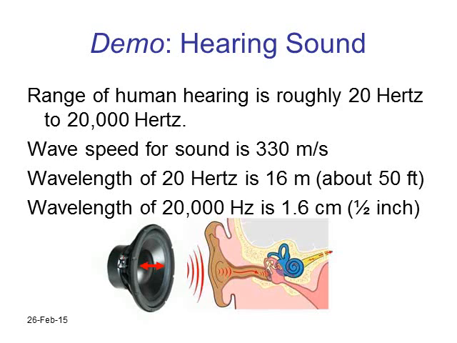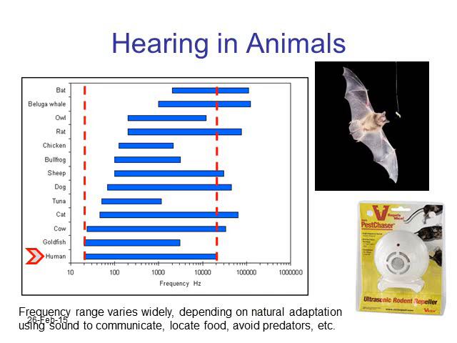Very far apart, very long wavelength. Then if we look at the wavelength of something that's 20,000 hertz, those areas of compressed air are only 1.6 centimeters, not meters, 1.6 centimeters apart. So that gives you an idea of the variation of sound humans can hear.